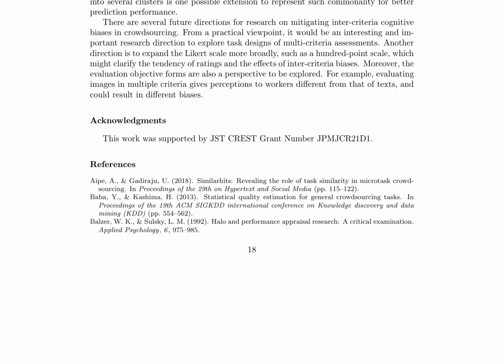The study's contributions include the analysis of intercriteria cognitive biases in multi-criteria assessment, the construction of real multi-criteria assessment datasets using crowdsourcing, and the proposition of bias mitigation model structures. However, the study has limitations, particularly in predicting criteria quality, which is attributed to the model's design ignoring relations among criteria. Future research directions include exploring task designs of multi-criteria assessments, expanding the Likert scale, and evaluating the effects of intercriteria biases in different objective forms.